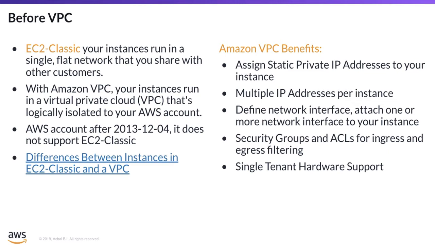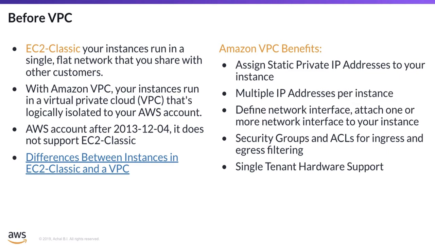Some of the benefits of VPC over EC2 Classic are, you can assign a static private IP address to your instance. Earlier it was not possible. Now even if you stop and start the instance, the private IP will still be there till the end of life of the instance. Until you terminate the instance, the private IP address will stay attached to it. It wasn't so with EC2 Classic.